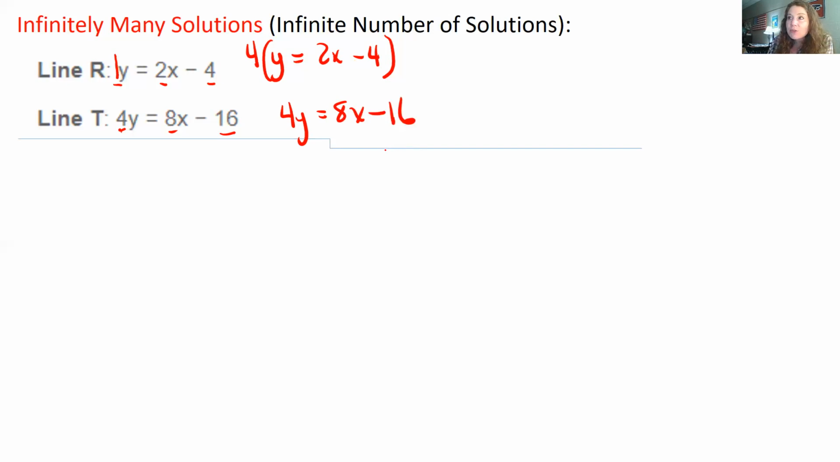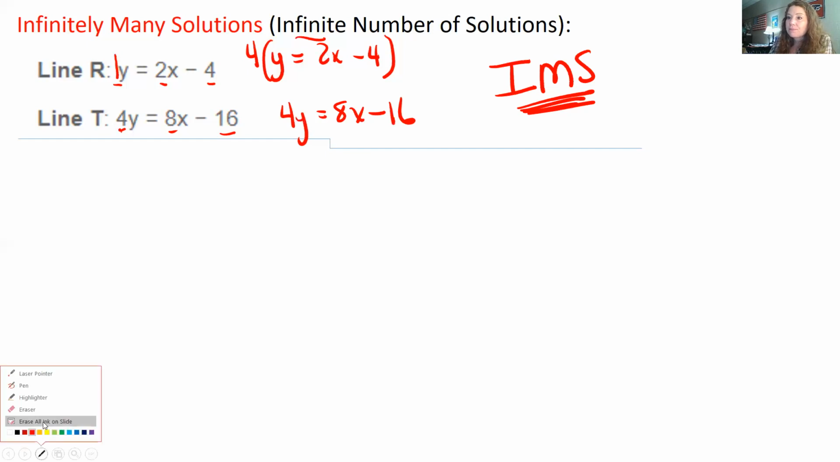Okay? If you have a situation where you can multiply the entire equation by a number and get the other one, that means you have infinitely many solutions. Infinitely many, or you can say an infinite number of solutions. Either term is correct, all right? And here in the building, instead of writing out infinitely many solutions, we just write out IMS, infinitely many solutions.